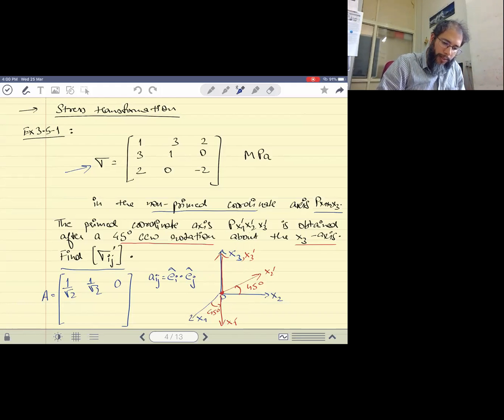Now the next one is A21. That is the cos of the angle between x2 prime and x1. Now this, if you see, what's this angle? This is 90 plus 45. So this becomes minus 1 by root 2. Cos in the second quadrant is negative.